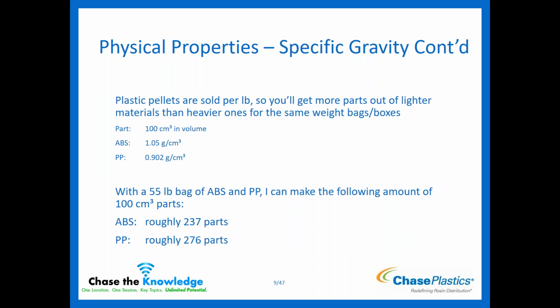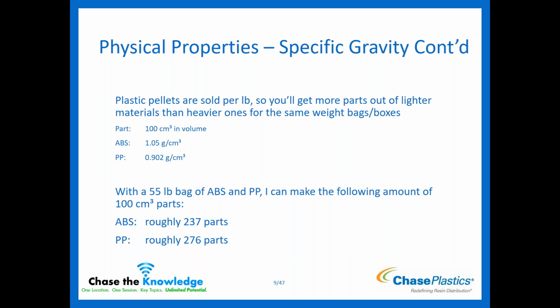So a quick little math here for you guys. If our part is 100 centimeters cubed in volume, and we use the same example as the last slide, your ABS and your polypropylene, if you get a 55-pound bag of ABS and a 55-pound bag of polypropylene, you'd roughly be able to make this many parts. So for ABS with that weight and specific gravity, you'd be able to make roughly 237 parts. Now with polypropylene, as we mentioned, lighter materials, you can make more parts. Polypropylene is lighter than the ABS. You're able to make roughly 276 parts.